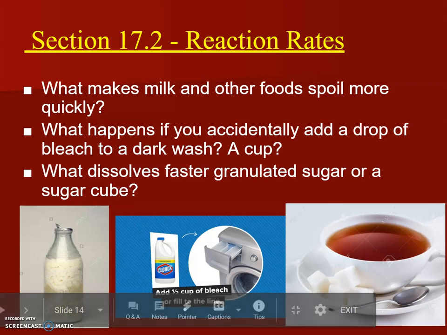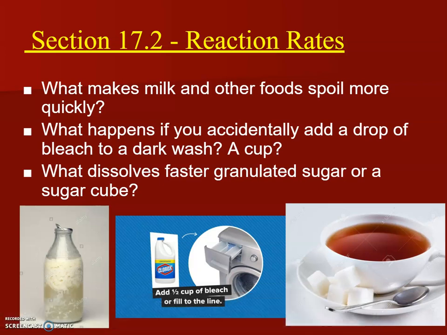Okay, in the beginning of the year, we talked all about how there are physical reactions and there are chemical reactions. And most of the stuff that we've been dealing with is a chemical reaction. Something is going to be irreversible. So today we're going to talk about what influences our reaction rates.